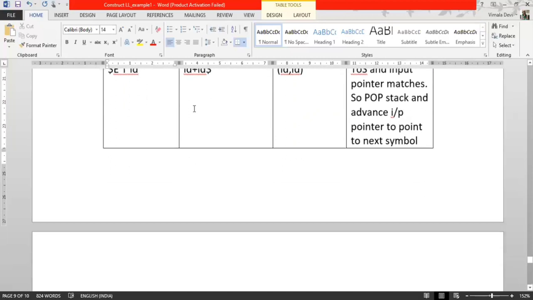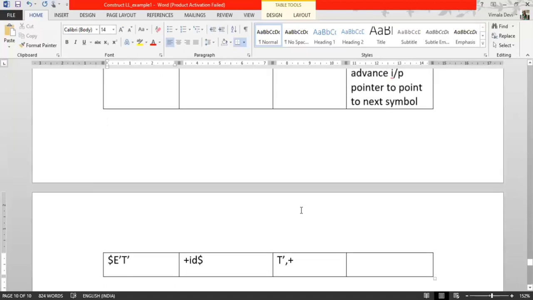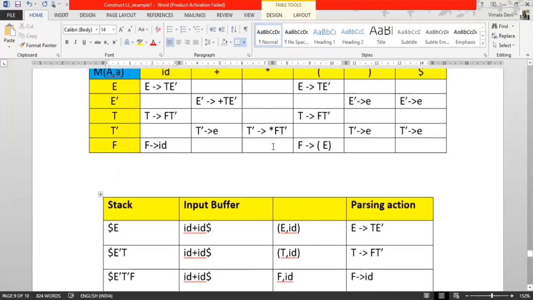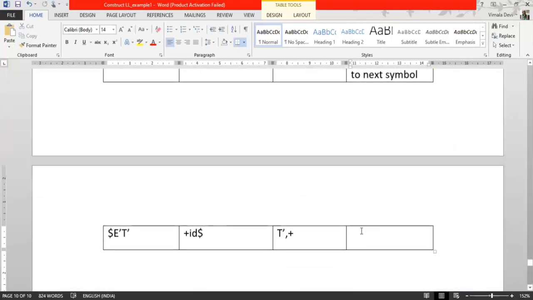So I have removed this ID in the next column. Now it contains only ID and dollar. So what is available at the top of the stack? Continue to do the parsing now. T dash comma plus. When T dash comma plus, what is the entry in the table? T dash comma plus is nothing but T dash derives epsilon.